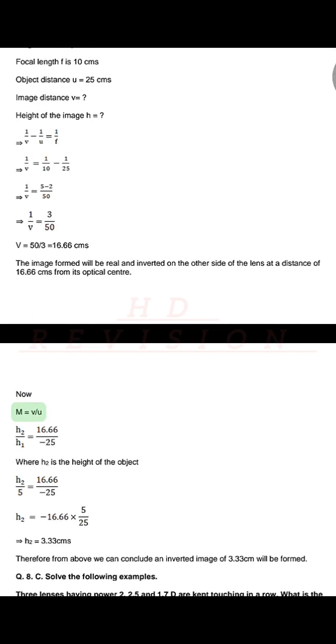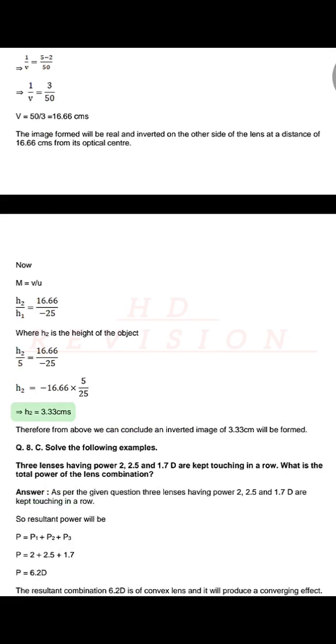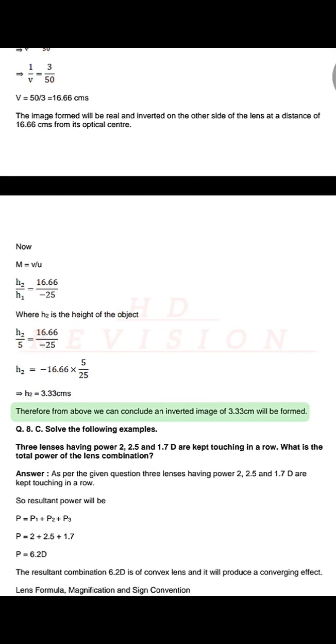Now, m equals v/u, where h is the height of the object. h2 equals 3.33 cm. Therefore, from above we can conclude an inverted image of 3.33 cm will be formed.